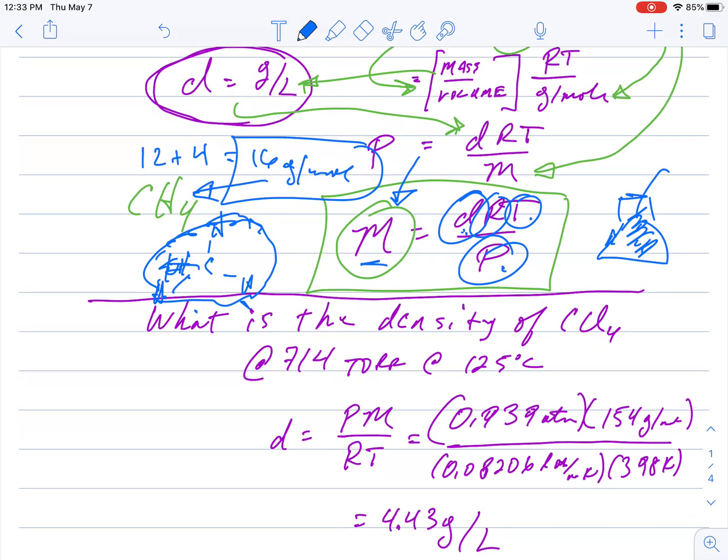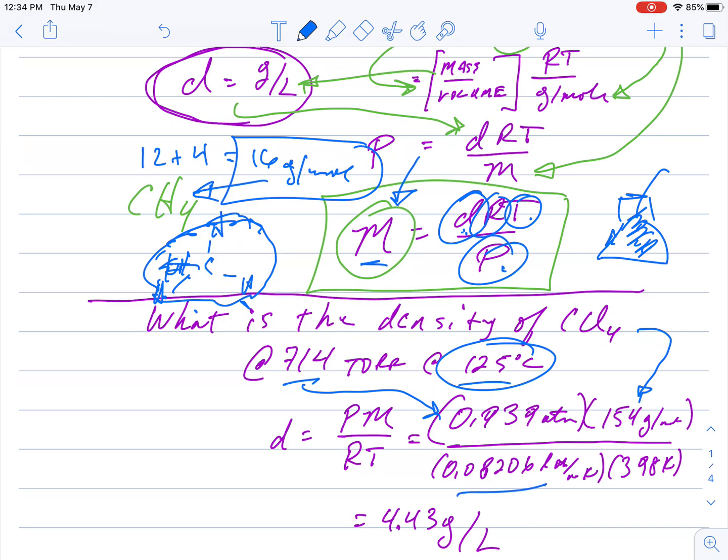So let's say that I want to find the density of carbon tetrafluoride, CCl4, and I know the pressure is 714 torr, and the temperature is 125 degrees Celsius. So it's a pretty stout temperature, okay, 125. It's above the boiling point of water. So I took the 714 torr and converted that into ATMs. The carbon tetrafluoride molar mass is 154.